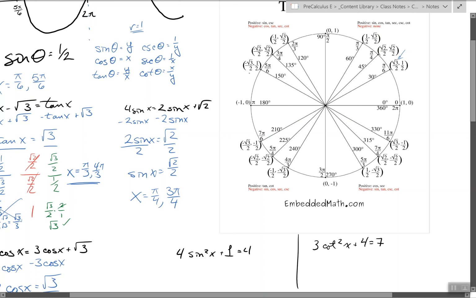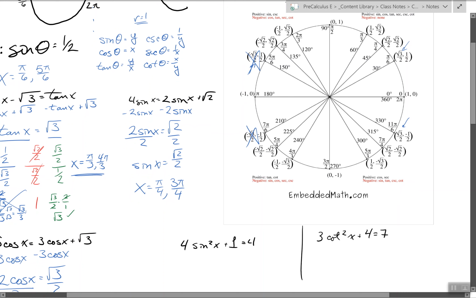We do have a square root of 3 over 2 here in the second quadrant, but it's negative, so that is not a solution that we want. Same thing with this down here, it's negative, so we can't use that. So our second solution comes from 11 pi over 6. So the two solutions that work for us that are positive are pi over 6 and 11 pi over 6.